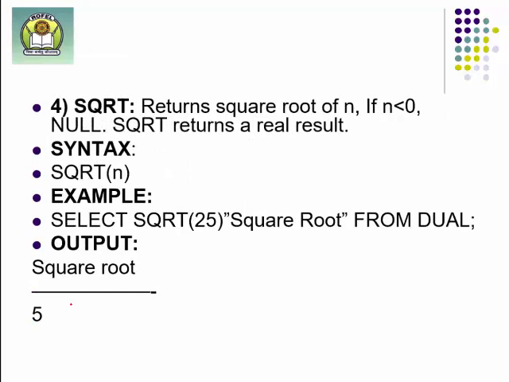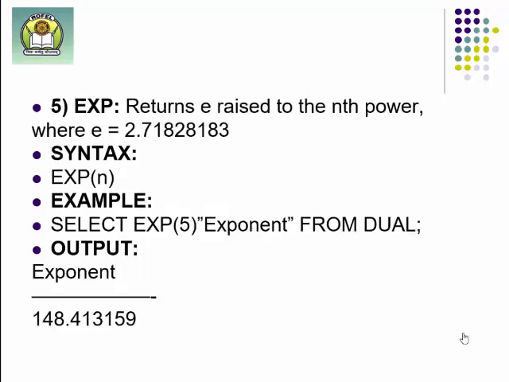Next is square root. Square root means what? It will return the square root of any number. Suppose we want to find out the square root of 25. The next function is the exp function. It returns e raised to the nth power, where the value of e is 2.71. e की वैल्यू 2.71 है, उसका raised to जो भी आप दोगे उसकी वैल्यू वो रिटर्न करेगा. Suppose I want to find the value of e raised to 5, I will write select exp 5 from dual. Then the answer will be 148.